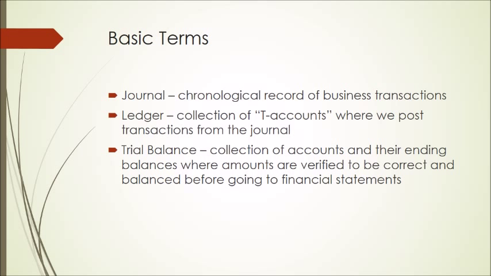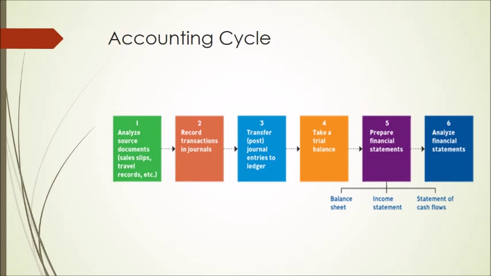Some of the basic terms of what we just discussed: a journal is a chronological record of business transactions. This is where we would post what we've bought or what we've sold in a chronological order throughout perhaps a month. Then the ledger. This is a collection of what are called T accounts, where we post transactions from the journal. And finally, our trial balance is a collection of all the accounts and their ending balances, where the amounts are verified to be correct and balanced before going to the financial statements.